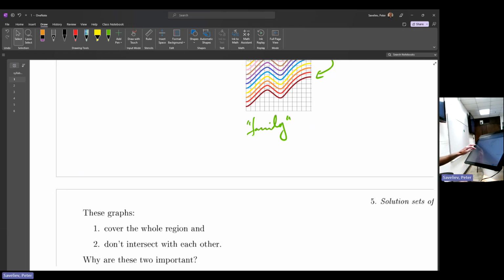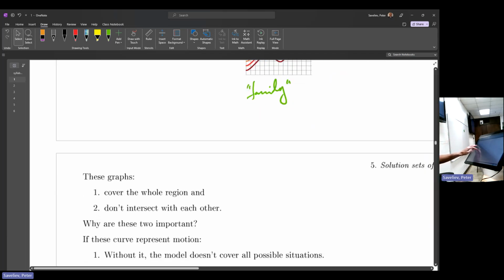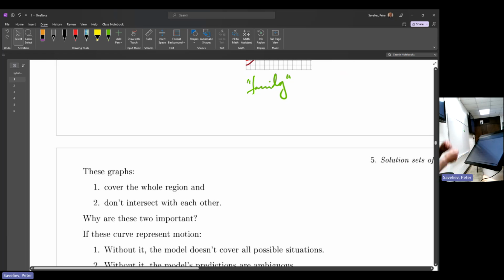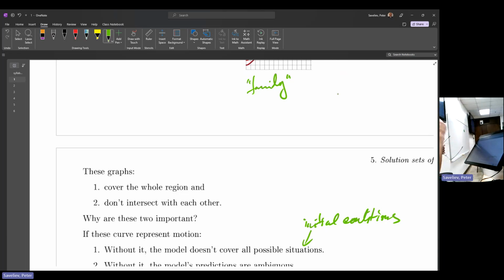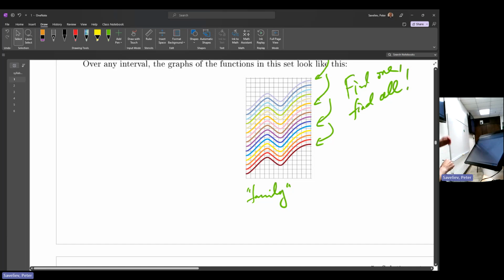So why are these two important? Why do we pay attention to that? Try thinking in terms of any practical problem, let's say motion. Motion is described somehow through a differential equation, and then we try to find the whole solution set like this. These two properties are important because what if they were not satisfied? Without the first property, the model doesn't cover all possible situations, meaning initial conditions. For example, at this moment of time I'm starting at that location, and I'm supposed to follow the dynamic that the differential equation describes and produce a solution. If no curve covers that point, then there's no solution. That's not good. There's something wrong with your model.